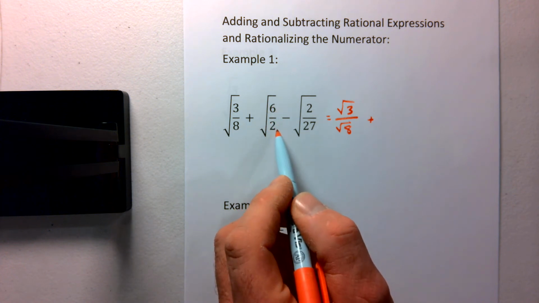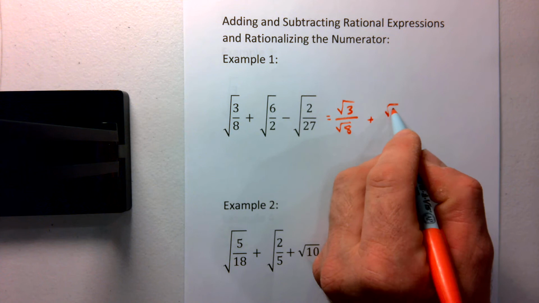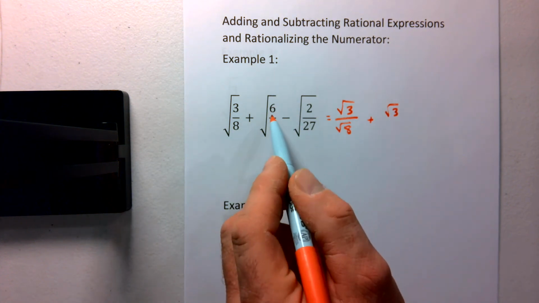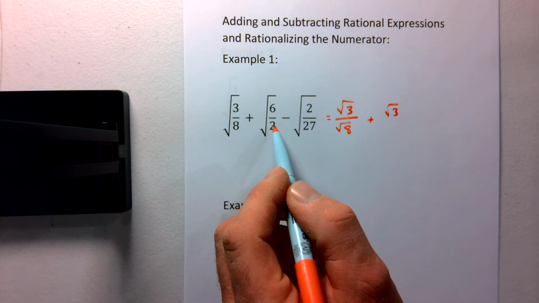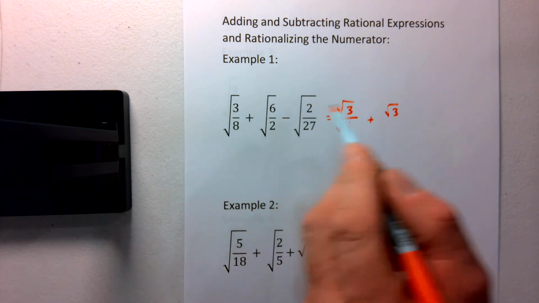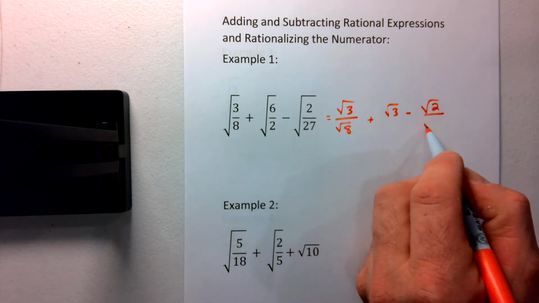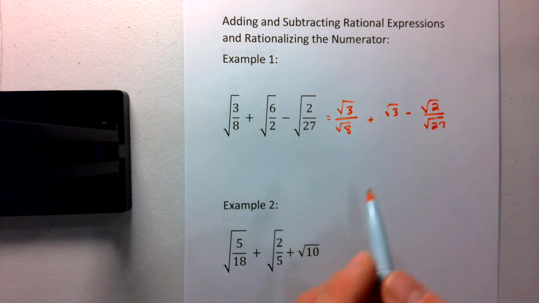And to that we can add, here's an interesting fraction. We have 6 divided by 2. We can actually just go ahead and make that the square root of 3, because 6 divided by 2 is 3, we can go ahead and divide those values into each other. Minus, here I can go ahead and take the square root of 2 divided by the square root of 27.